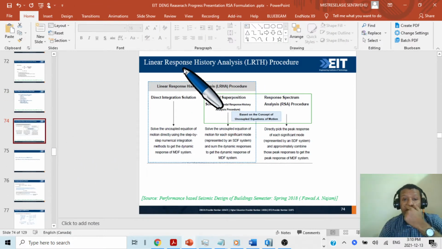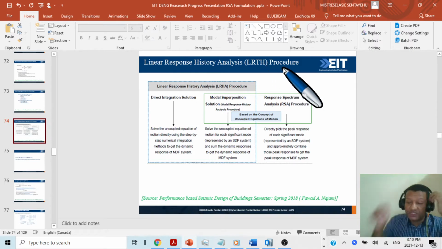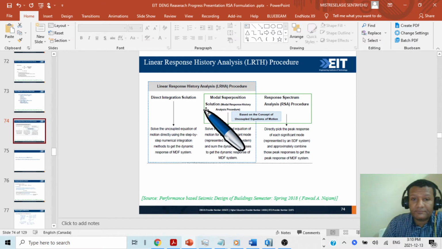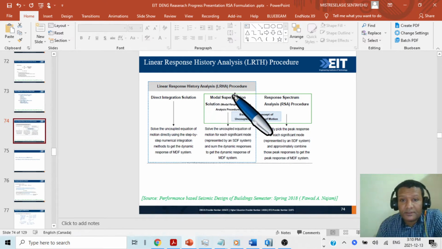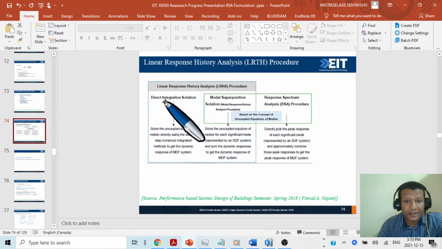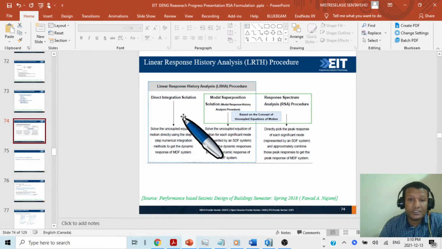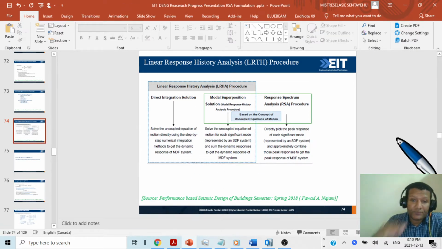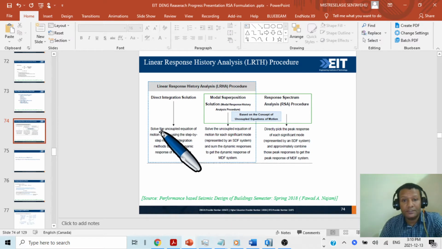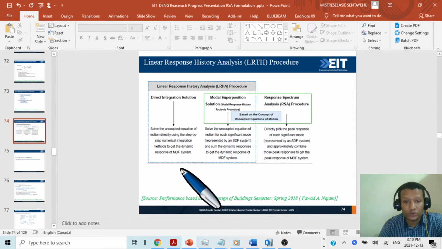Linear response history analysis procedure. As I told you, we have the direct integration solution. This solves the uncoupled equation of motion directly using the step-by-step numerical integration method to get the dynamic response of a multiple degree of freedom system. So in this case, we directly solve the uncoupled equation of motion and we will get the solution.